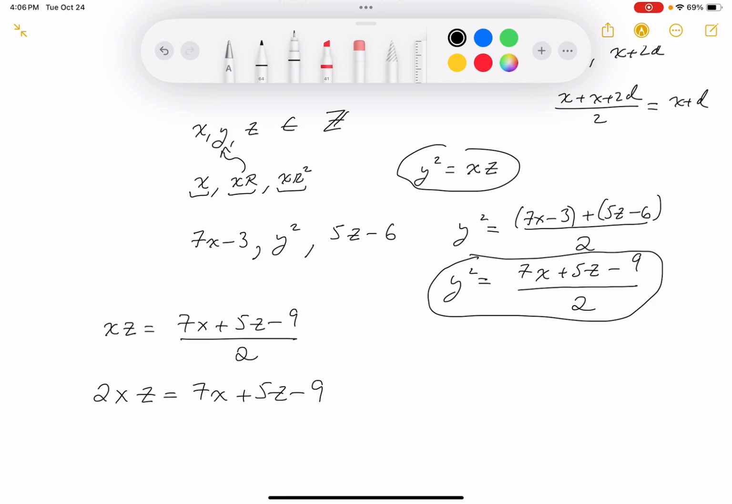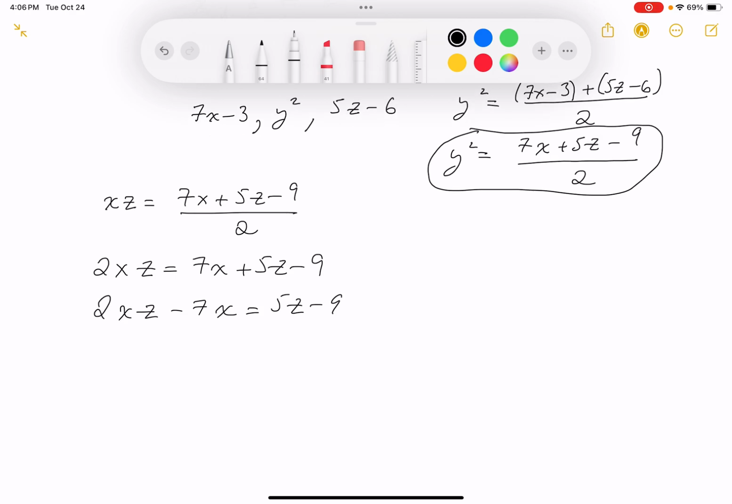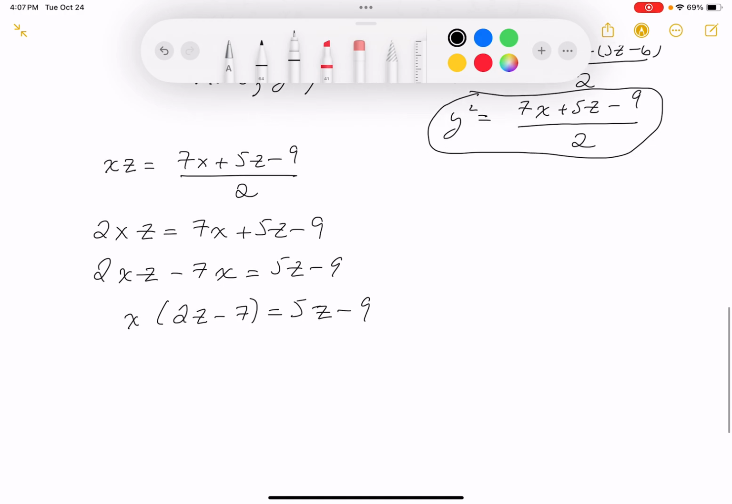All right, so looking at that, I'm wondering what to do about that. I can either get the x's on one side or the z's on one side. I'm not sure what to do, but I'm going to try this over here. So 2xz minus 7x equals 5z minus 9. Then what I'm going to do is factor out an x, and you get 2z minus 7 times x equals 5z minus 9. I'm kind of thinking forward on it. And I could solve for x now.